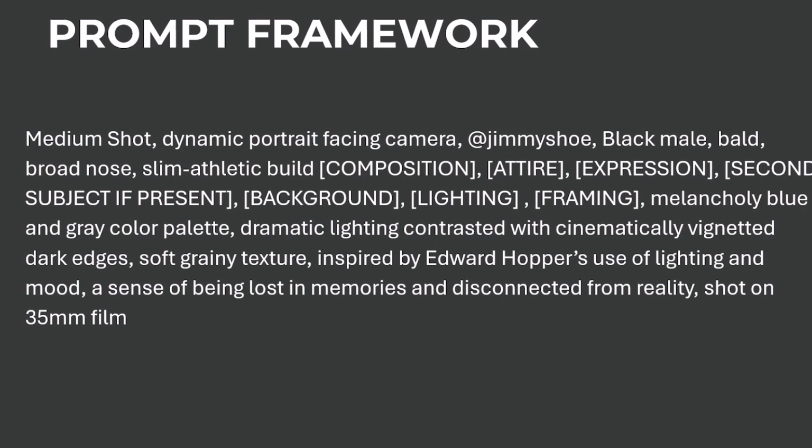So the first thing I do is start off with the shot itself. Medium shot, wide angle shot, dynamic portrait facing the camera. This is critical when generating any type of AI art, getting that medium shot, getting the camera angle. Those are the type of things that you just want to do. So that's typical. The next one is where I have found that I have to do something like this.